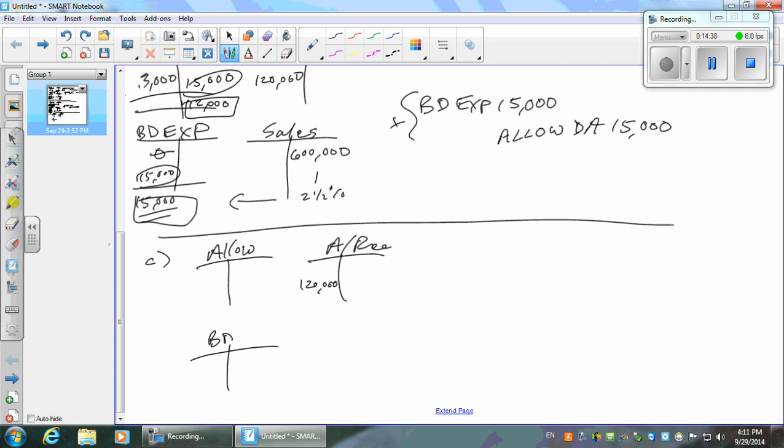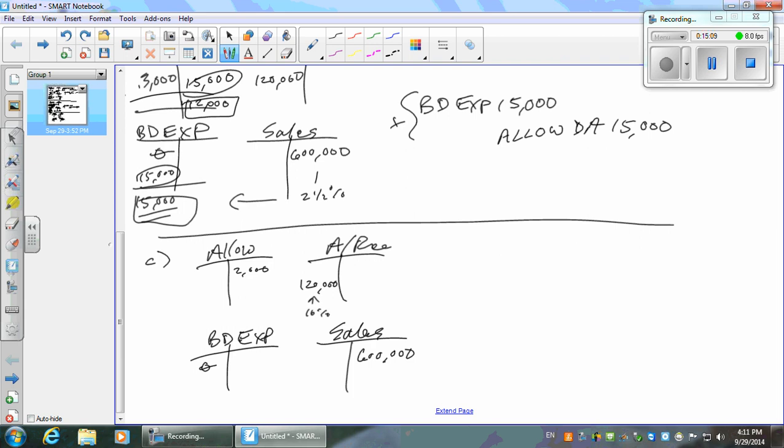Bad debt expense is still nothing because we haven't put anything in there before the adjustment. Sales is 600,000, okay? Now, C says credit balance of 2,000 in the allowance. And then it says, prior to any adjustment, uncollectibles are 10% of receivables. What's 10% of accounts receivable? How much is that? 12,000.